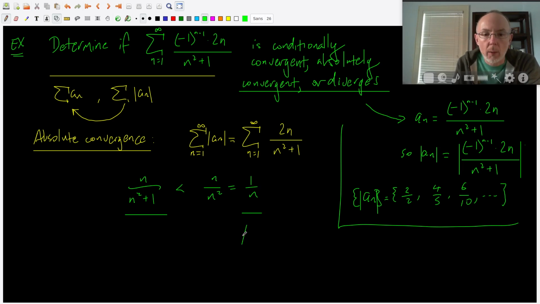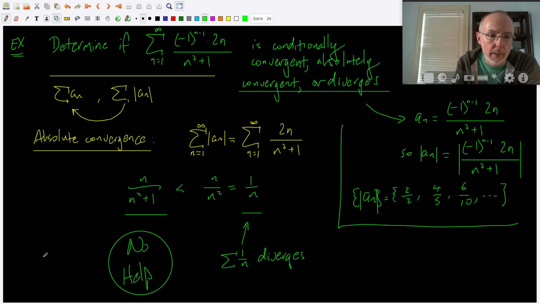Well, what do we know about 1 over n? We know the sum of 1 over n diverges, because that's the harmonic series. And these numbers are smaller. So this is no help, because we're adding together the sum of the a sub n, and we know that each term we're adding together here is smaller than the corresponding 1 over n. But since that goes off to infinity, the fact that I've got something smaller doesn't tell me that it converges or diverges. So we have to do something else.